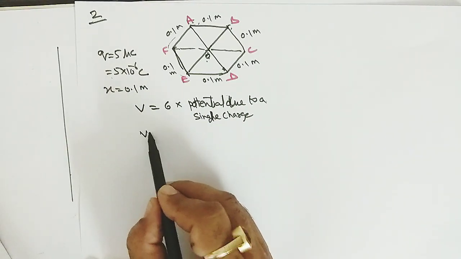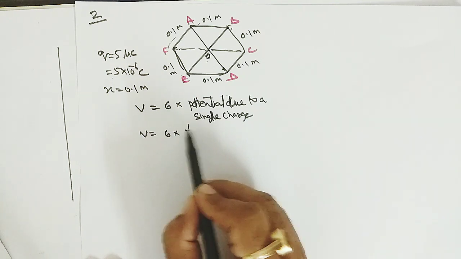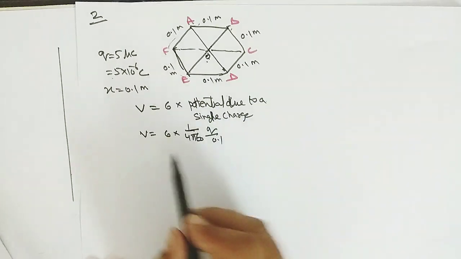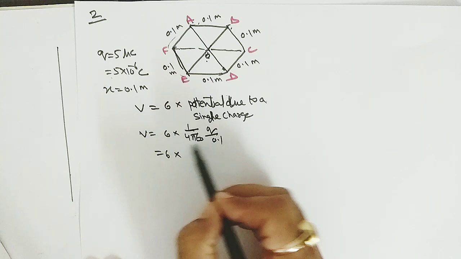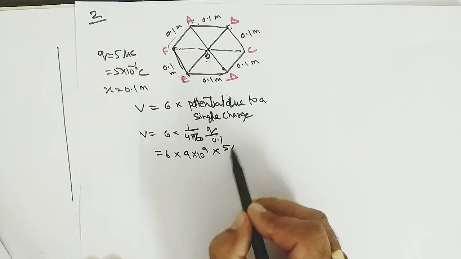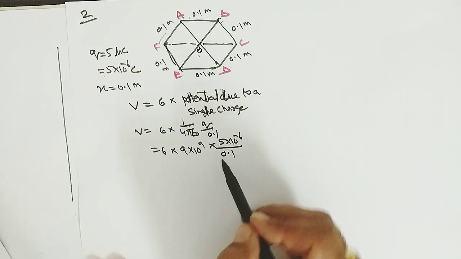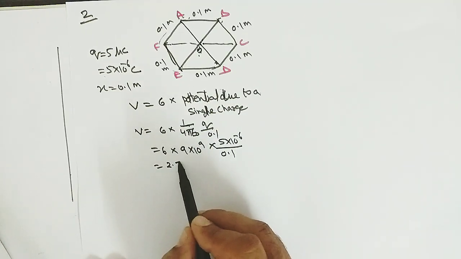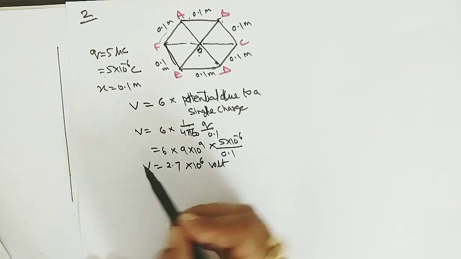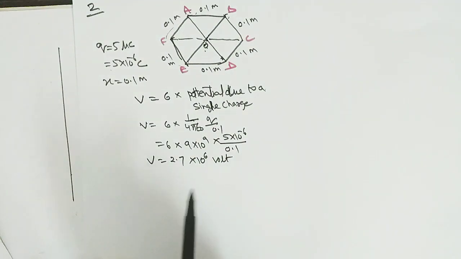So simply we can say V is equal to 6 into the formula of the potential of a single charge, 1 upon 4 pi epsilon naught Q upon 0.1. So 6 into, put the values, 9 into 10 to power 9, Q is 5 microcoulomb, and the distance is 0.1. When you solve it, you will find the answer 2.7 into 10 to power 6 volt. So this is the effective potential at the center. So it was question number 2.